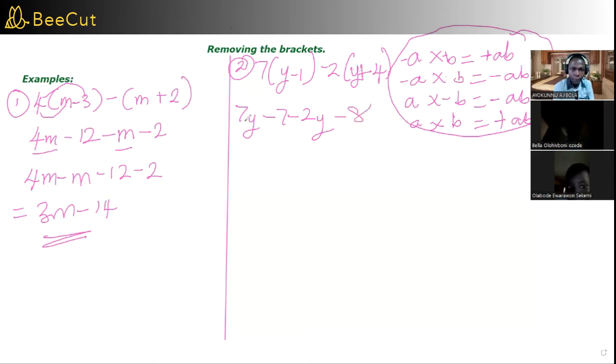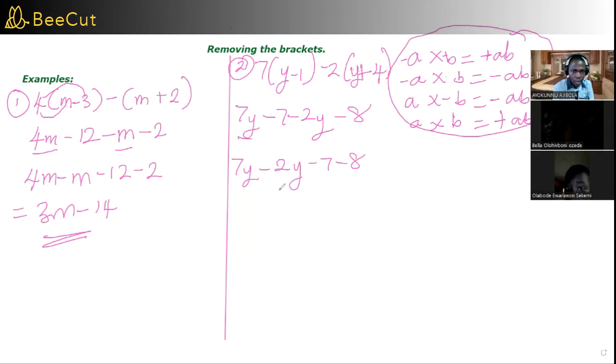Then here again, I bring the y's together and the numbers. I have 7y, negative 2y. Then I have negative 7 and I have negative 8. So make sure you are focusing on it, not just to copy and not understand.